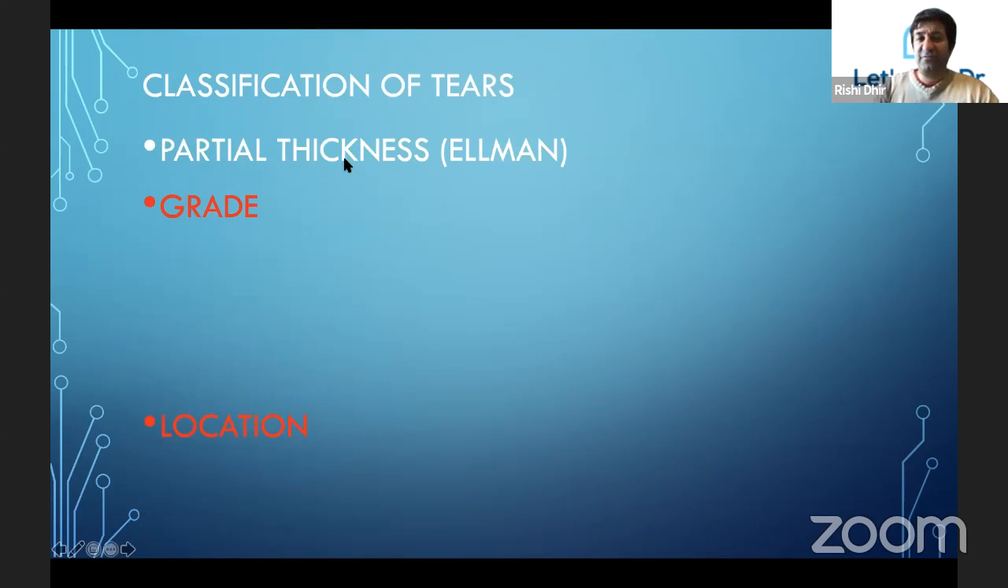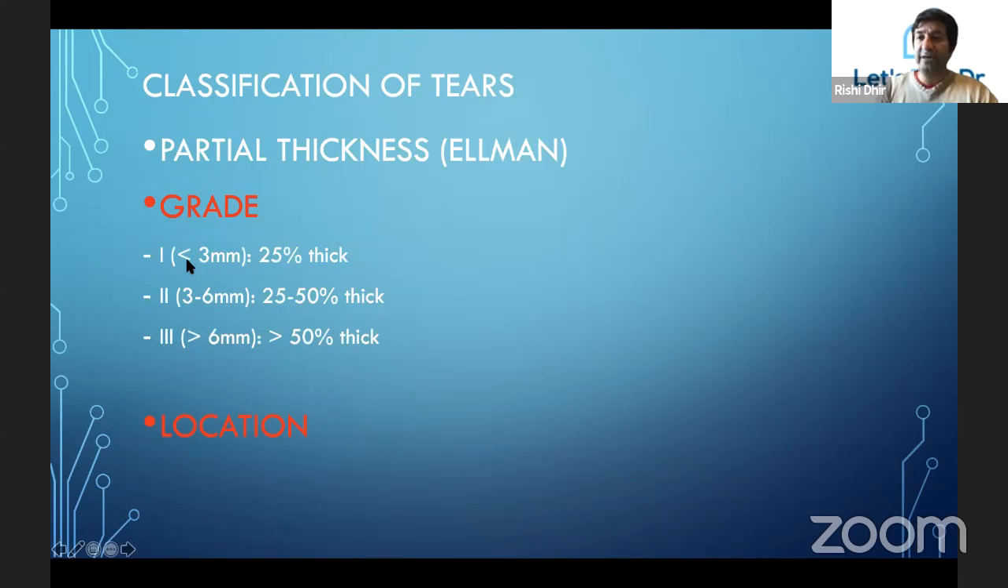You can have a classification for partial thickness tears, and Ellman described these by grade and location. So grade was 1, 2, or 3, depending upon the size of the tear. Remember what I said before in the histology slide. The tear is about 1.2 centimeters thick. So a 1 is 25% thick, 2 is 25 to 50, and the 3 is 50% thick. Also, the location, is it A, articular, and is it B, bursal?